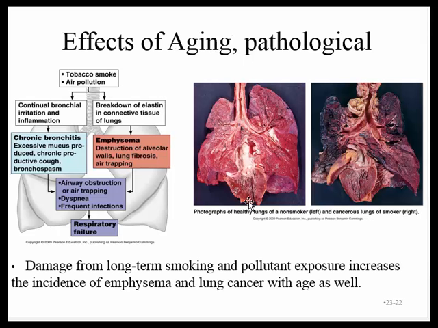In terms of environmental exposures, on the left-hand side here, things like tobacco smoke, exposure to different types of air pollution and different pollutants can speed up the rate of things like emphysema and chronic bronchitis, both of which can lead to respiratory failure if not taken care of.